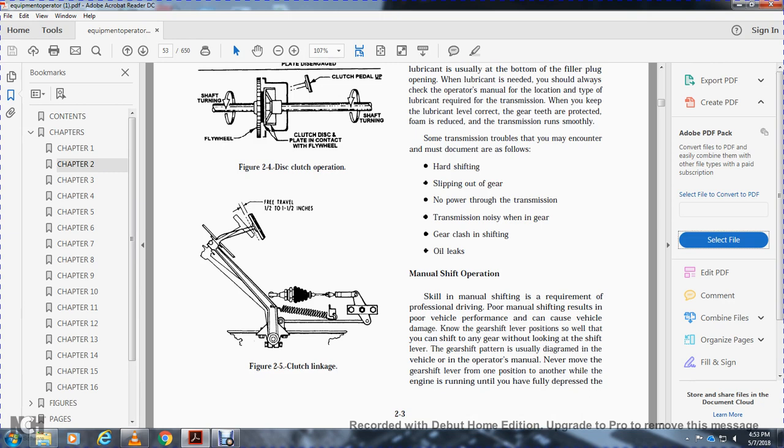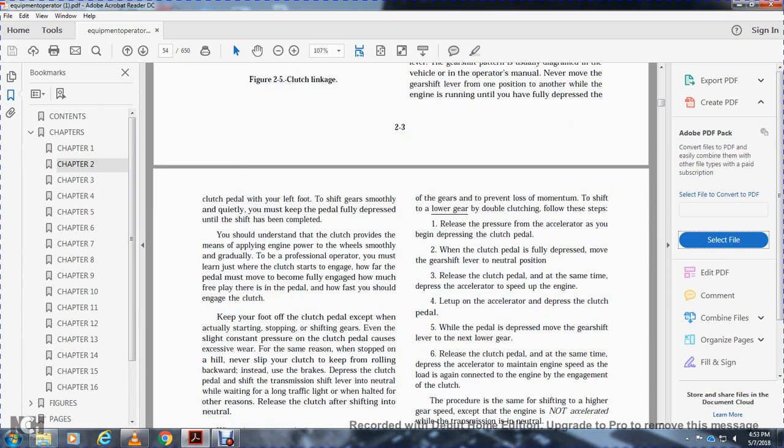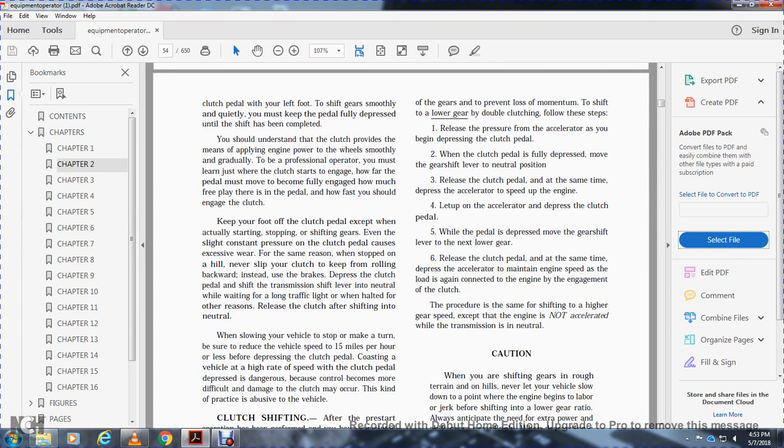Skill in manual shifting is a requirement of the professional driver. Poor manual shifting results in poor vehicle performance and can cause vehicle damage. Know the gear shifting lever positions so that you can shift gears without looking at the shifting lever. The gear shifting pattern is usually diagrammed in the operator's manual. Never move the gear shift lever from one position to another while the engine is running until you have fully depressed the clutch pedal with the left foot. To shift gears smoothly and quietly, you must keep the pedal fully depressed until the shift is completed.